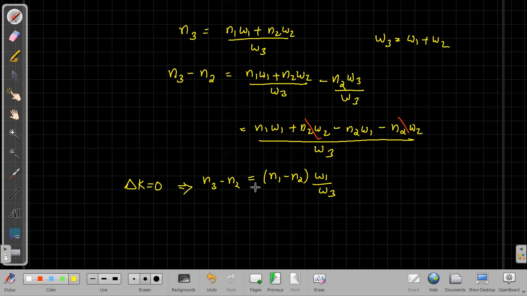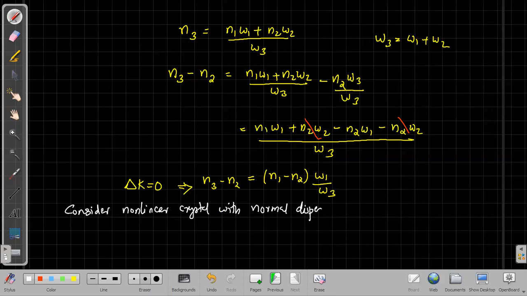Now again, the question is: is it possible to achieve this condition? First we can start with a nonlinear crystal with normal dispersion. So what is meant by normal dispersion?